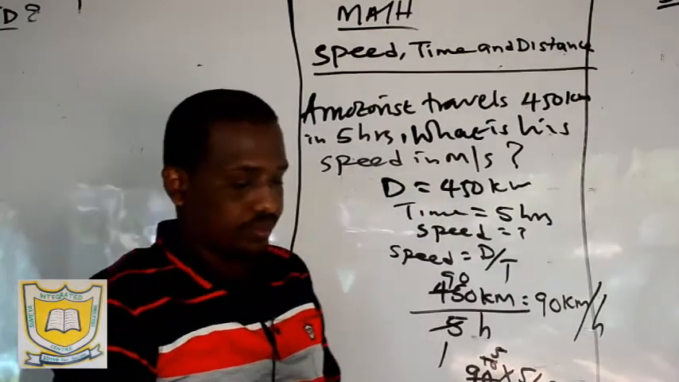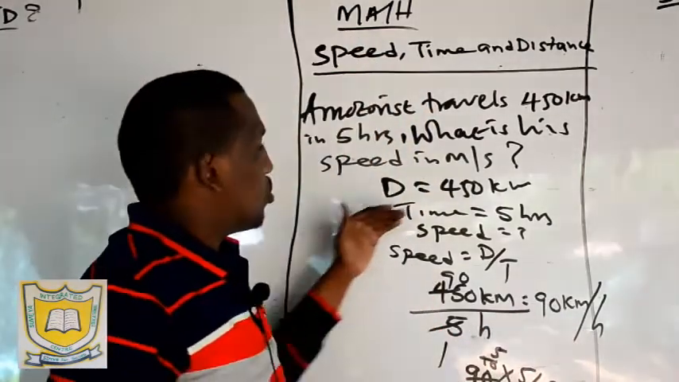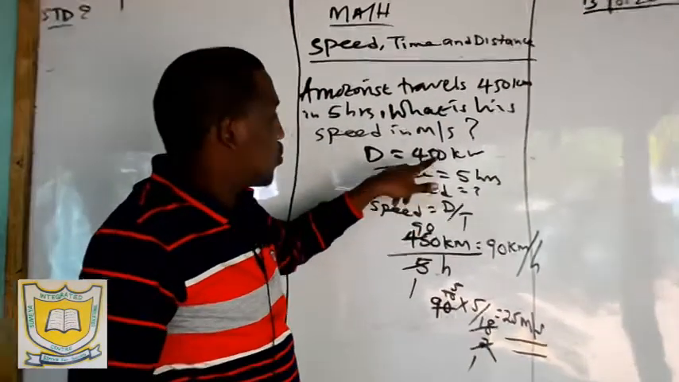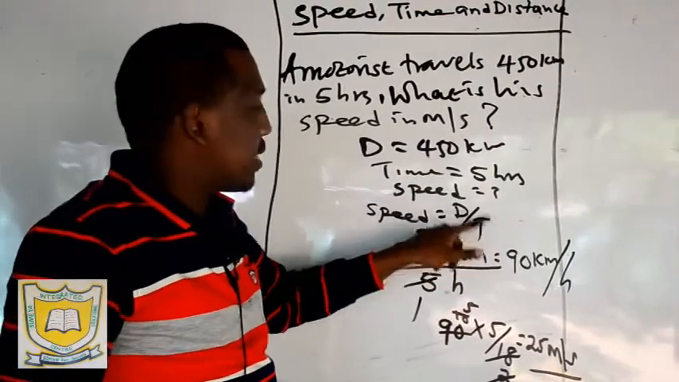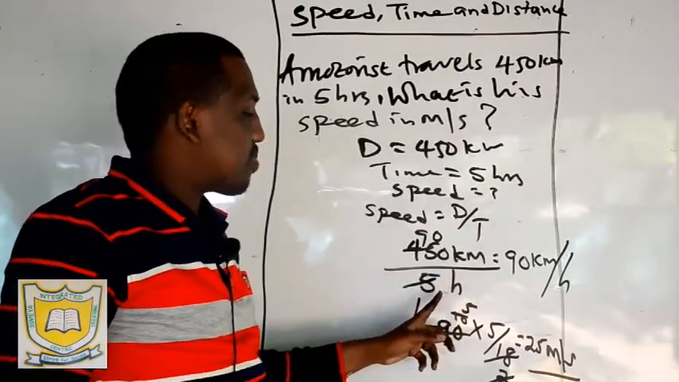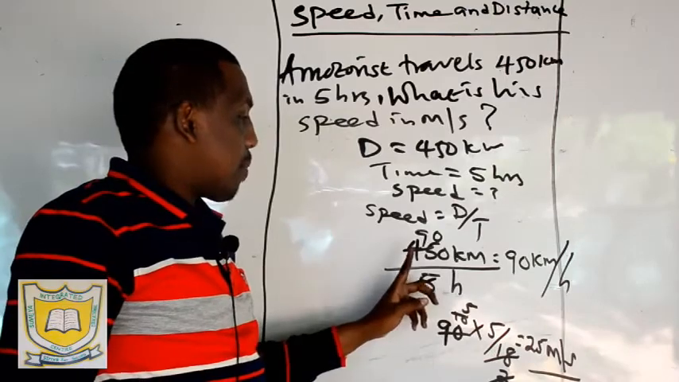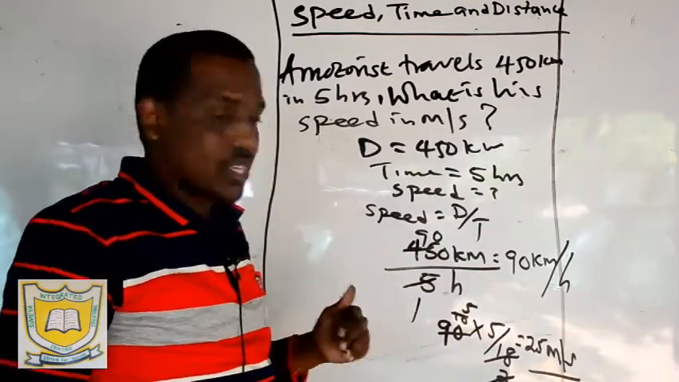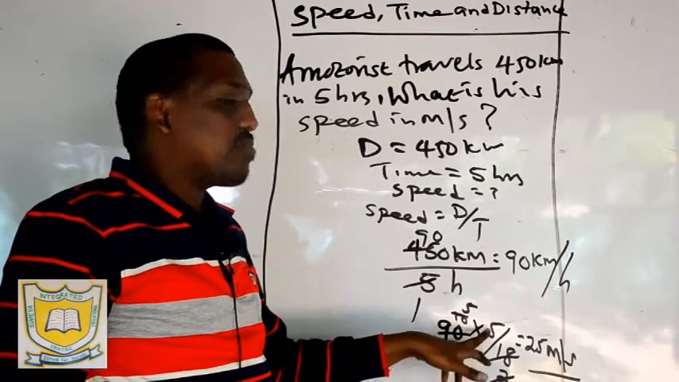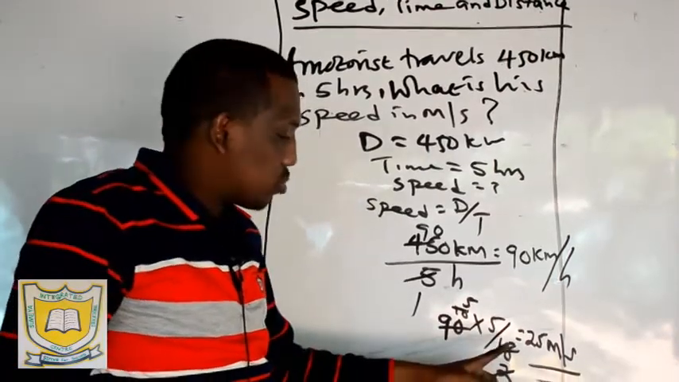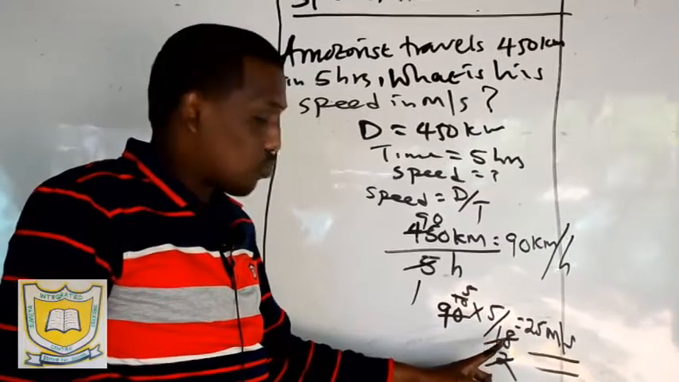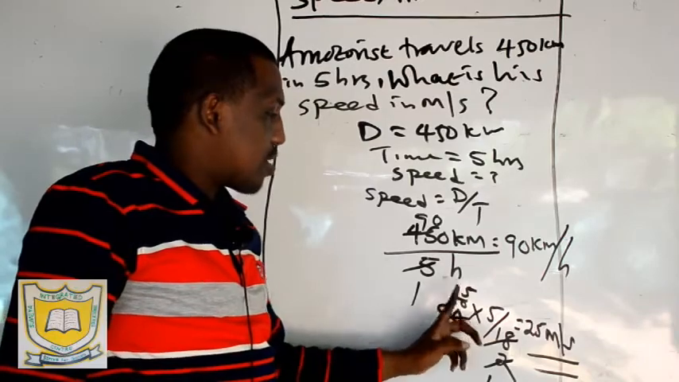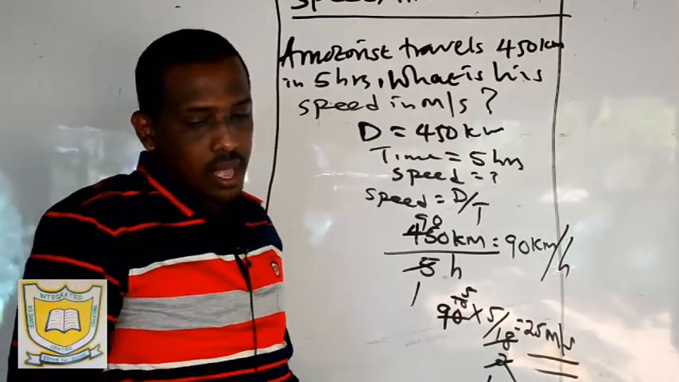That is the answer. So the first thing you do, you list what you have. I have the distance and the time. I'm lacking the speed. Speed is equal to distance over time taken. Distance is 450 kilometers over the time taken, 5 hours, so you will get 90 kilometers per hour. But the question is asking in meters per second, so you say 90 multiplied by 5 over 18. Times 5 over 18 was our short formula. By 9, 2, by 9, 10, by 2, 1, by 2, 5. 5 times 5, 25 meters per second.